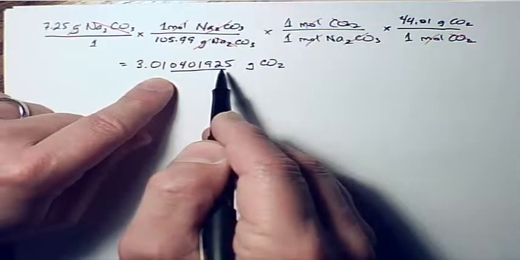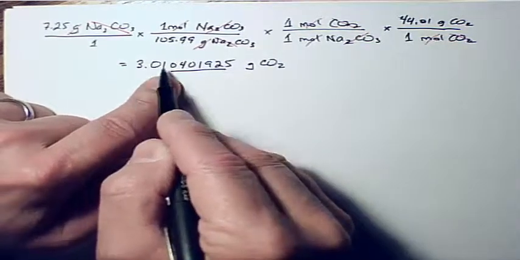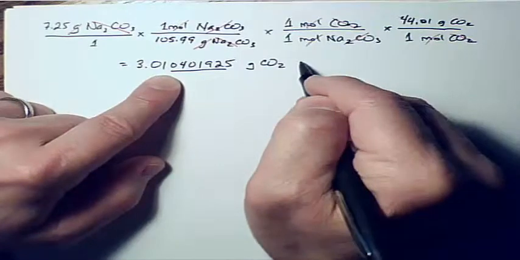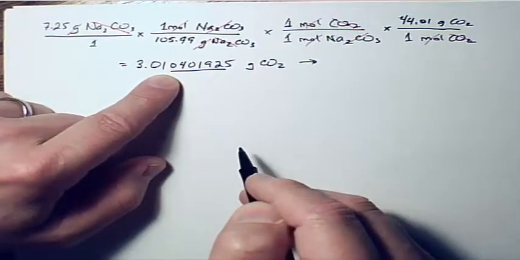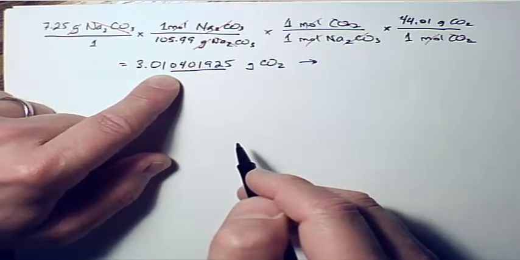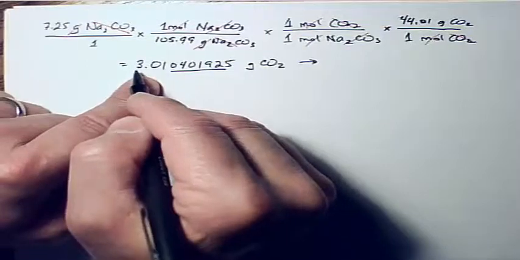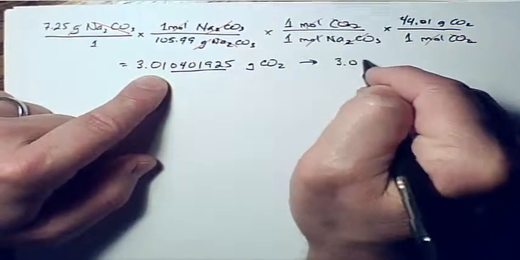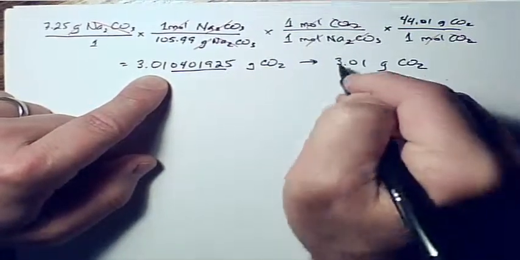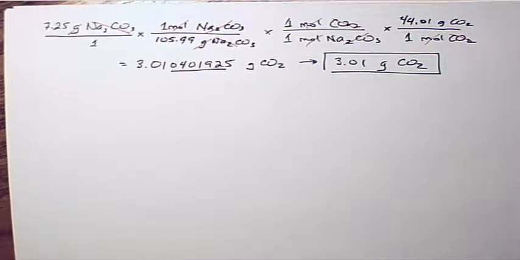So you want to write out the full answer and underline the insignificant digits, so that's everything after the first 3 digits here. Draw an arrow to show that you're rounding off. If you're going to round off, you've got to show an arrow, not an equal sign, not a squiggly equal sign. Those mean different things. So we got 3.01 grams of CO2. And that's the way you solve a mass to mass stoichiometry problem.